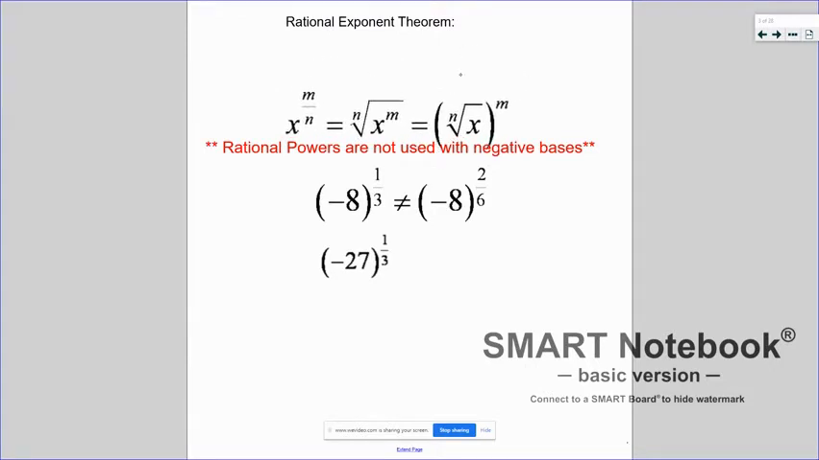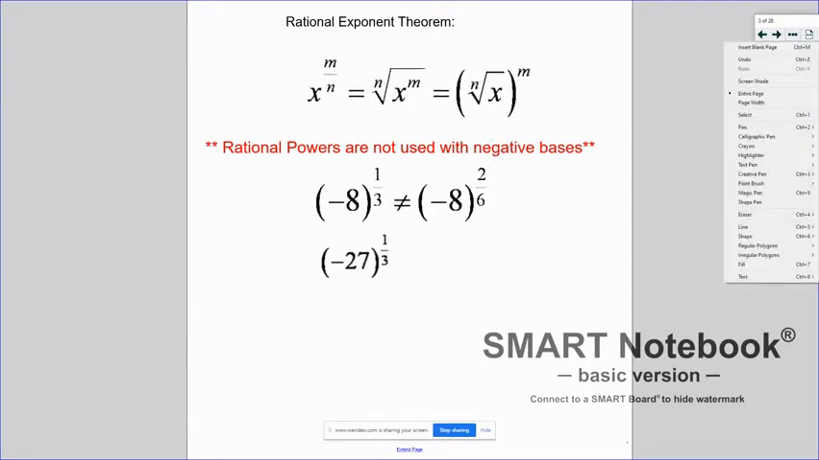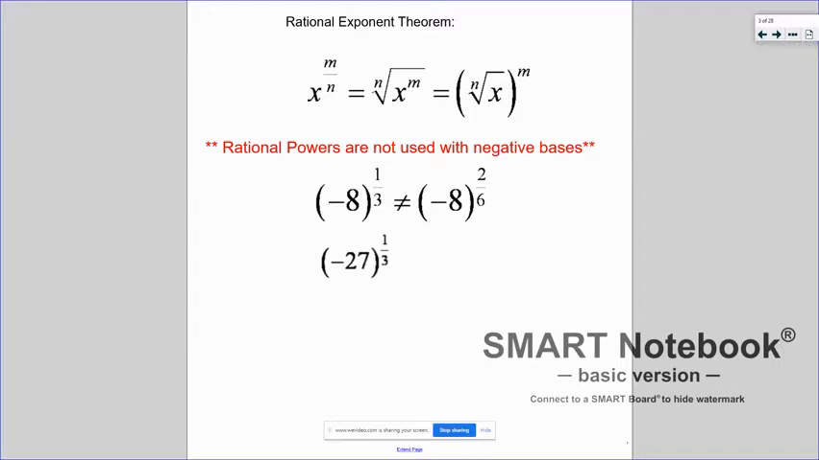I will recommend doing it the second way that we have there, the circled one, because usually when you take a root, the value gets smaller. So then we're dealing with a smaller number raised to an exponent, and that usually makes the work a little bit easier to do. Reminder here, rational powers are not used with negative bases.